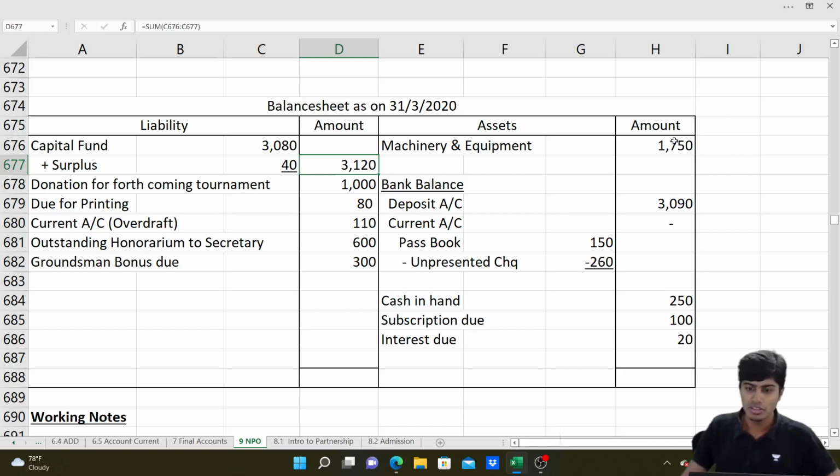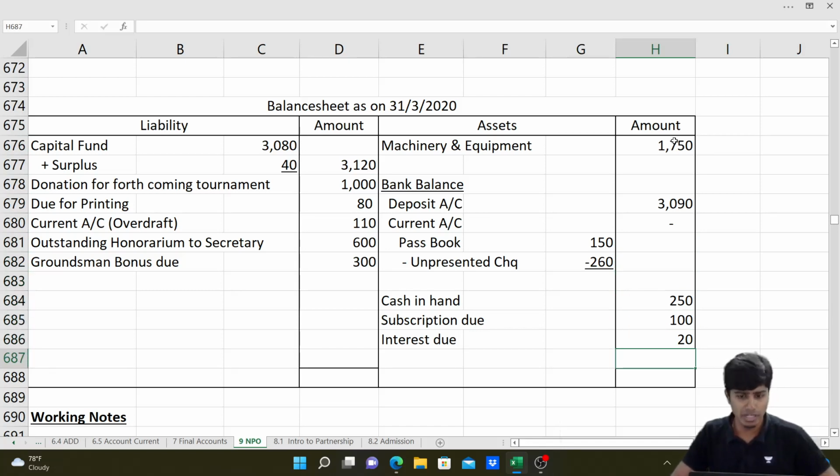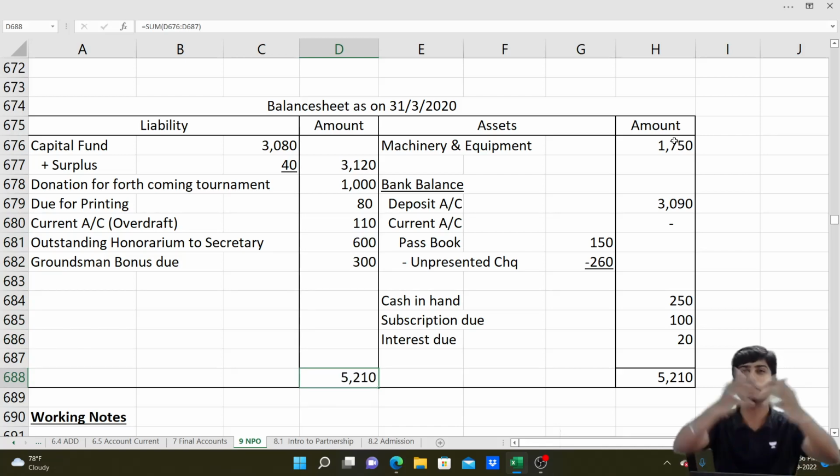We'll do that. 1750 plus 3090 plus 250 plus 100 plus 20 will give us 5210 on the asset side. On the liability side, if we do 3120 plus 1000 plus 80 plus 110 plus 600 plus 300, I would again find the total comes down to 5210, and our balance sheet will tally.